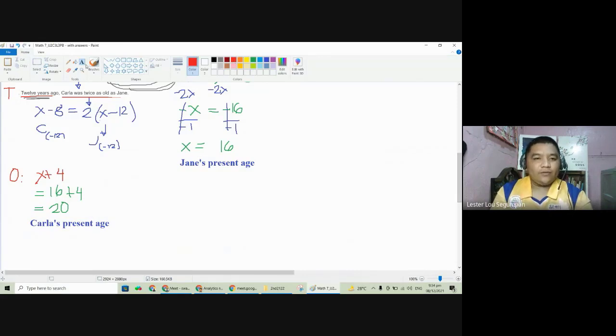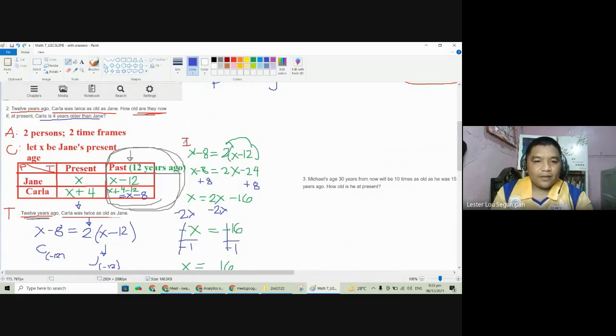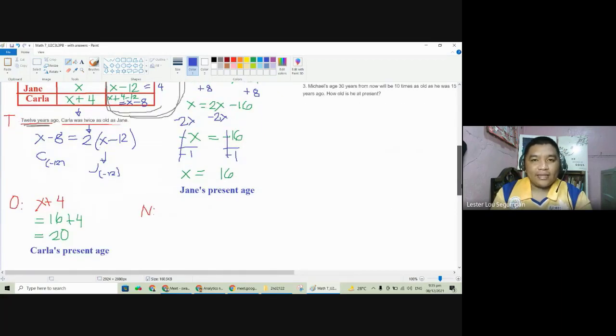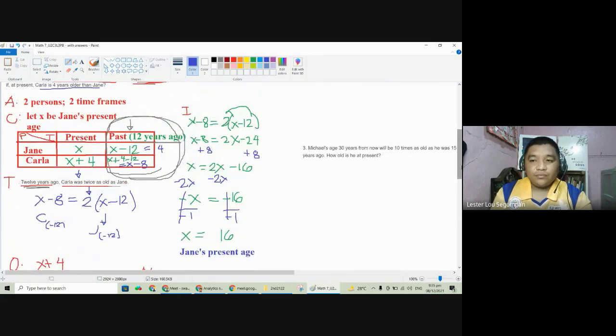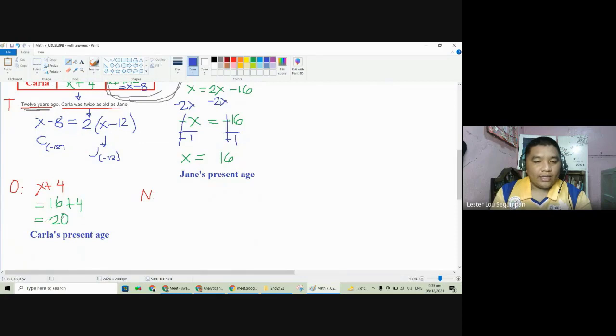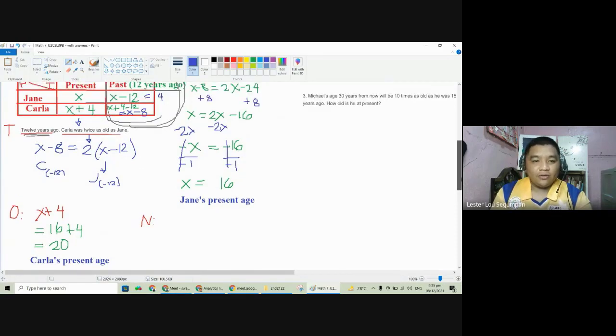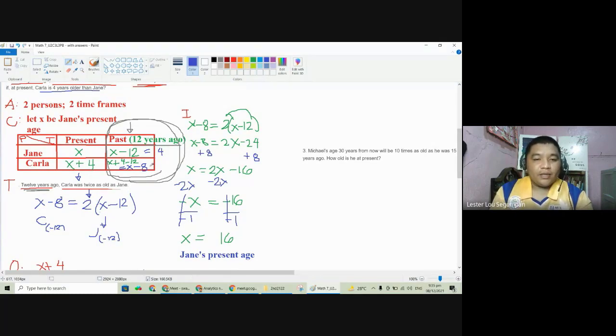Now that we have that, we need to finish this by checking. But before we do, we are going to use this expression here: 12 years ago, Carla was twice as old as Jane. So let's continue filling this up. If Jane at present is 16, 12 years ago, minus 12, Jane was 4. And Carla is 20 right now, so 12 years ago, how old should she be? 20 minus 12, which is 8. Or you could use the value of x, 16 minus 8, which will also be 8.